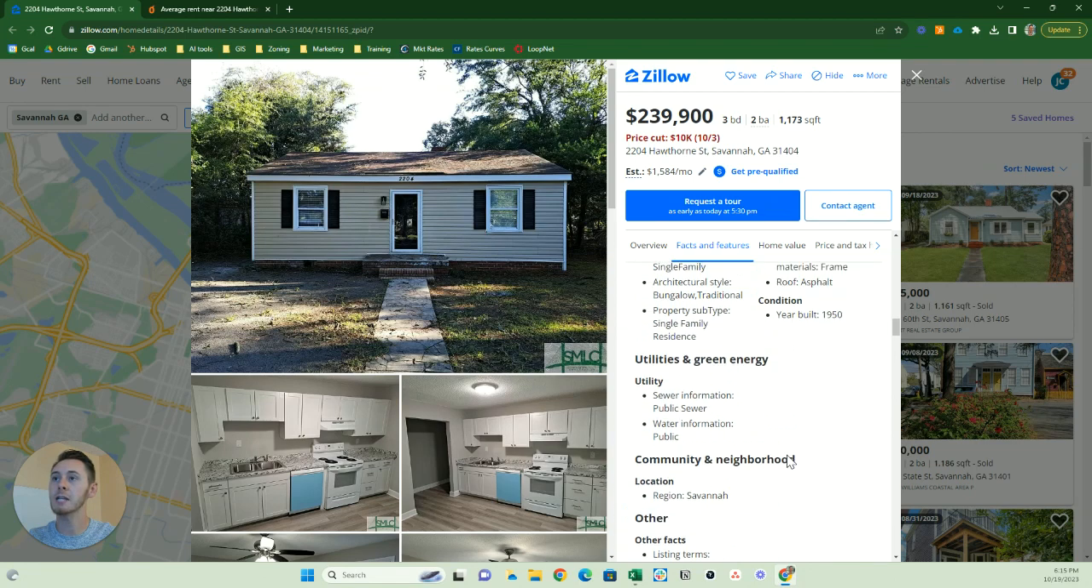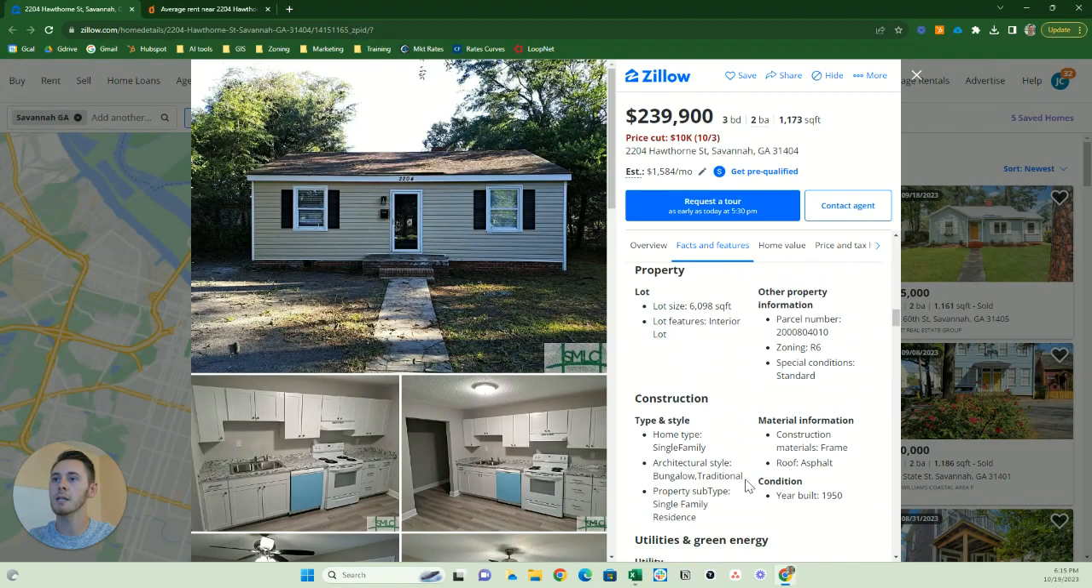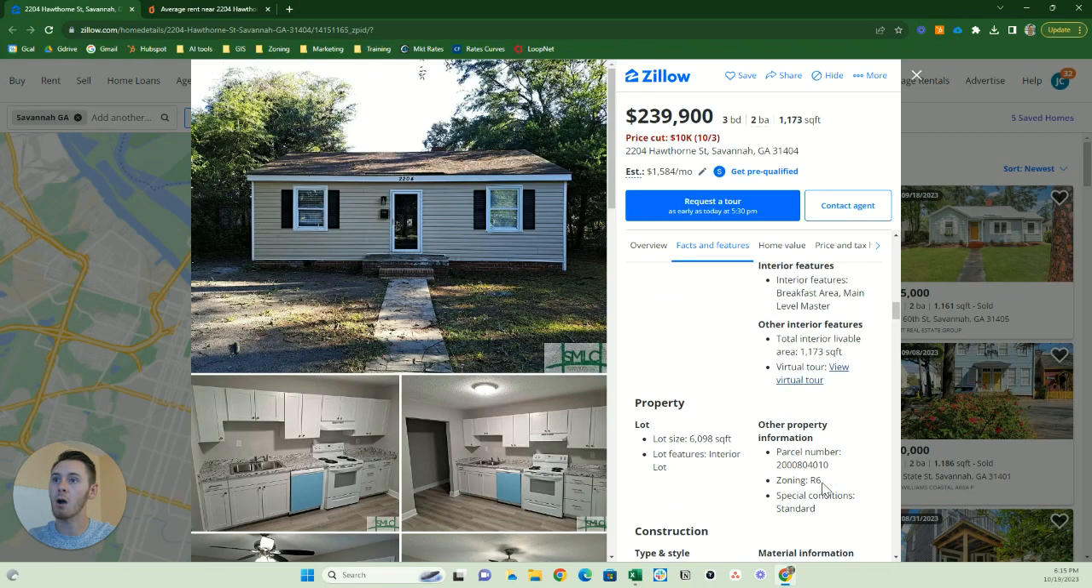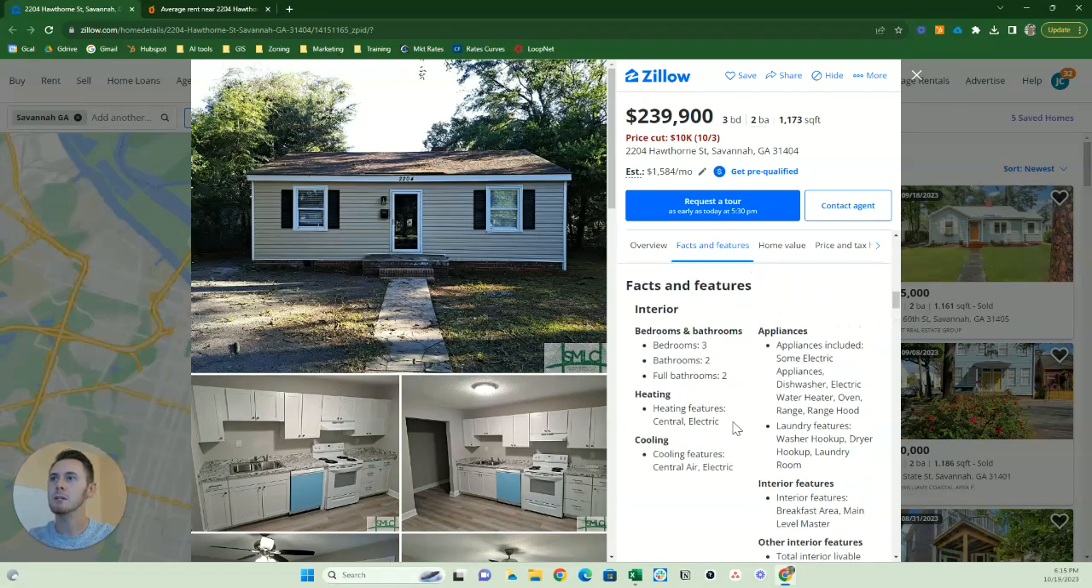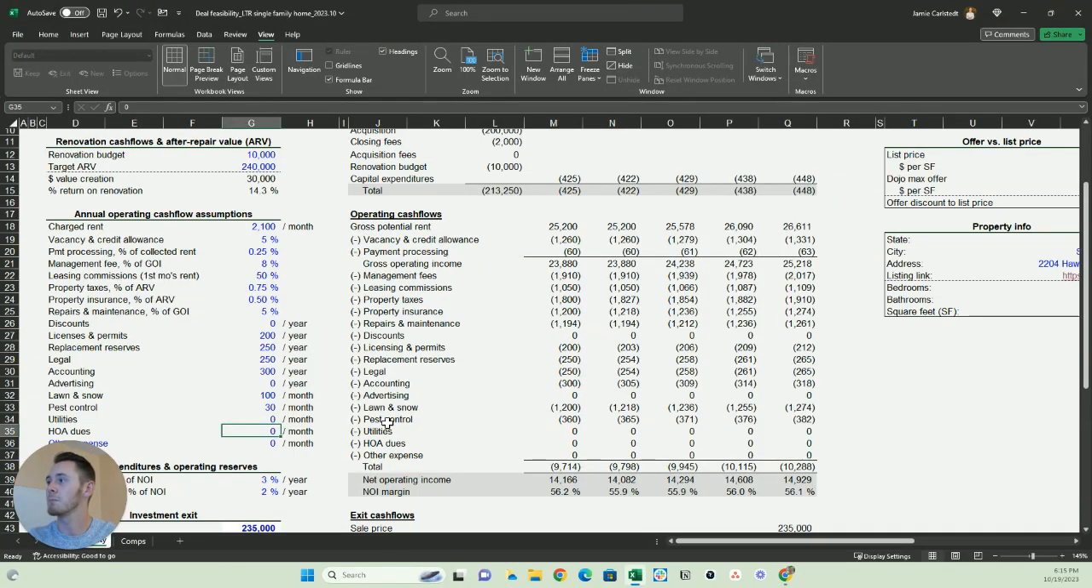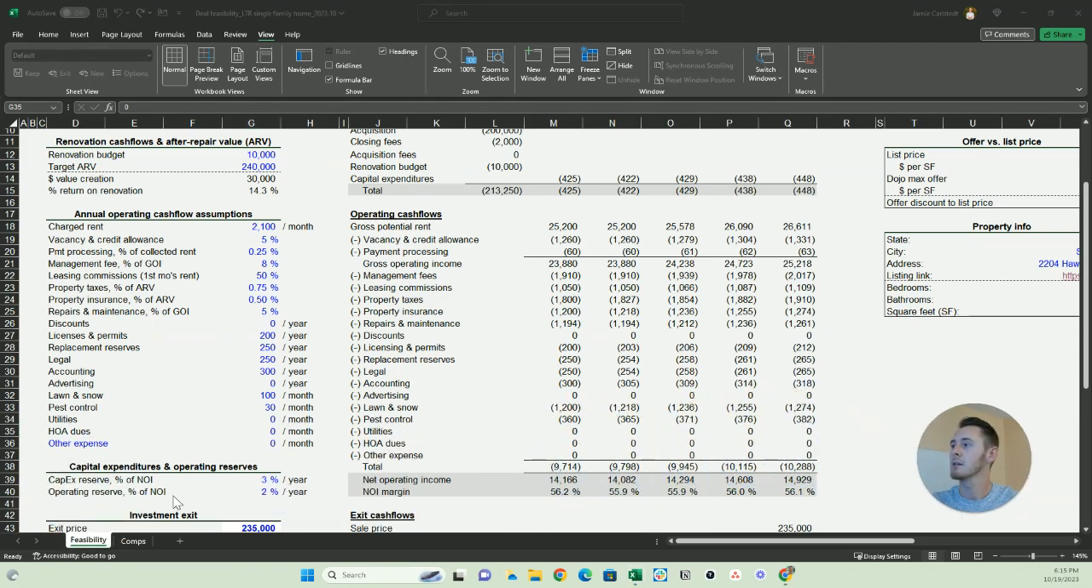Yeah, so I'm not seeing HOA anywhere in here. You can see this property was built in 1950. Zoning, R6, interesting. So that means maybe there's a density, but it looks like a pretty small parcel. So cool, I'm going to keep HOA at $0 and then other expense.